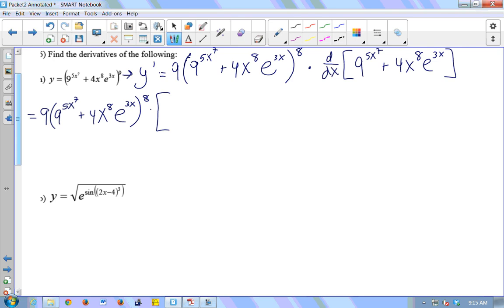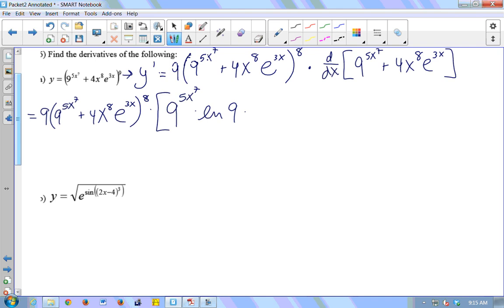Okay, now I want to take the derivative of the stuff. This is a sum, these two terms that are separated by addition, so I can take their derivatives separately. So the derivative of 9 to the 5x to the 7th, that looks like 9 to some stuff, right? The derivative of 9 to some stuff is 9 to the stuff times the ln of 9. So this will be 9 to the 5x to the 7th times the ln of 9. So that's my 9 to the stuff times the ln of 9, but then I still have to multiply by the derivative of the stuff.